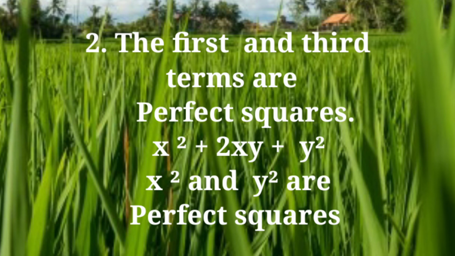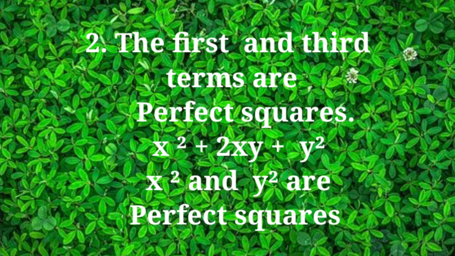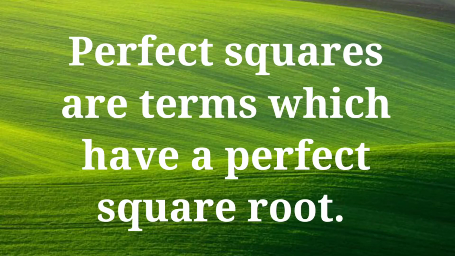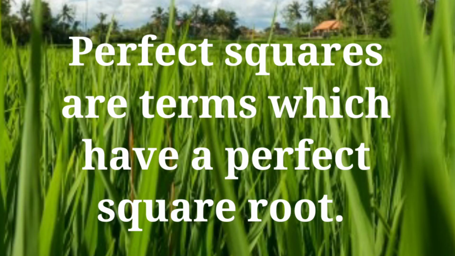Number 2. The first and third terms are perfect squares. In x squared plus 2xy plus y squared, x squared and y squared are perfect squares. Perfect squares are terms which have a perfect square root.